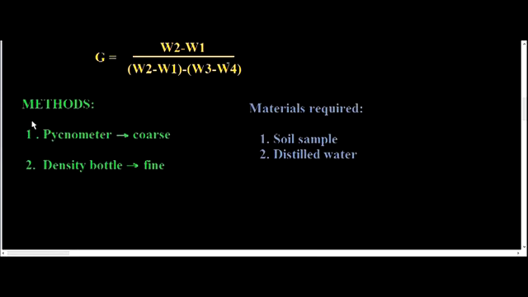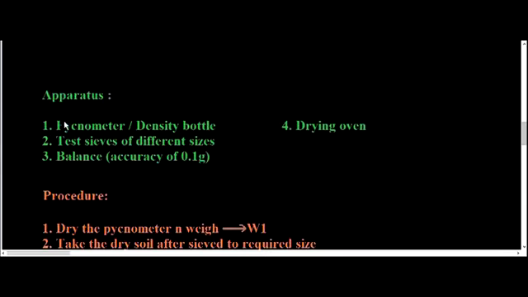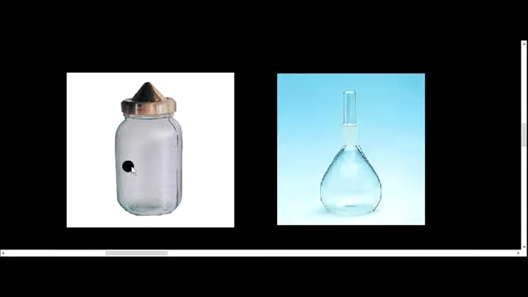While there are many methods available, the most used methods are pycnometer and density bottle. Pycnometer is generally used for coarse-grained soils and density bottle is generally used for fine-grained soils. Despite the change in apparatus, the procedure for both of these experiments remains the same. So we are going to follow either one of them. The materials required are soil sample and distilled water. Now regarding the apparatus, pycnometer or density bottle. For this video, let's just go with the pycnometer experiment.